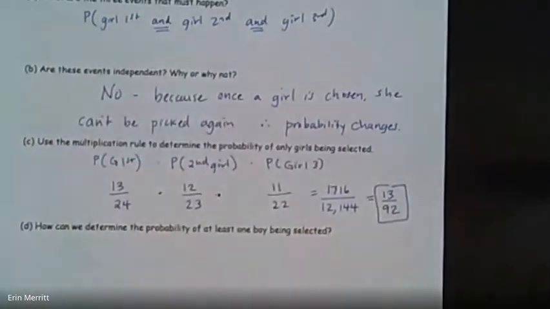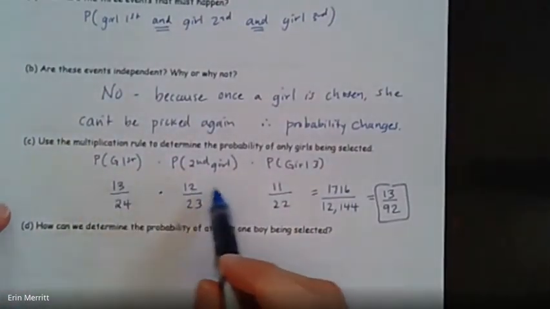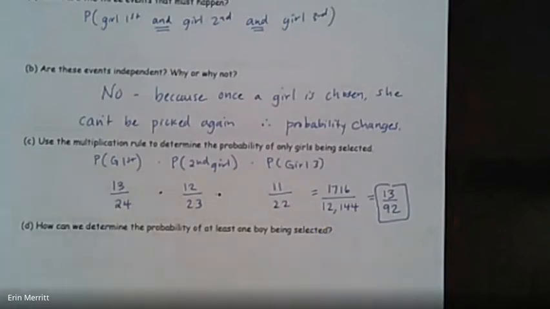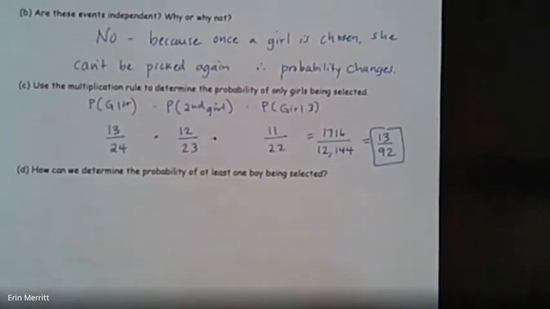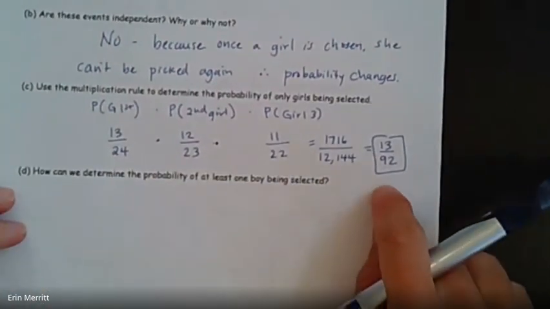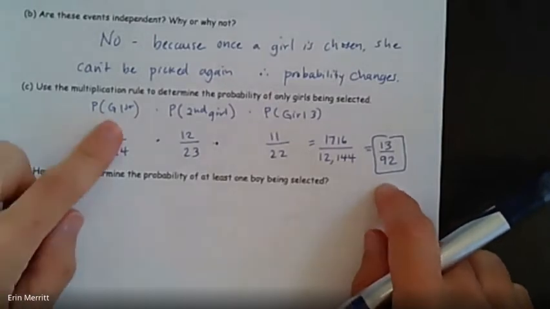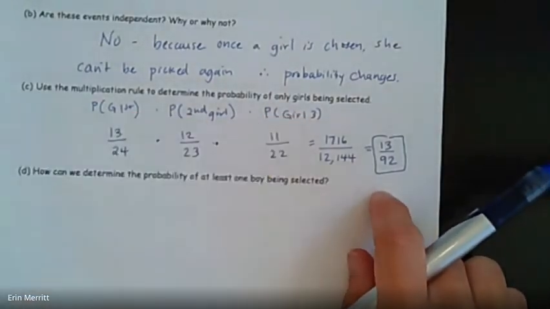So as a quick reminder, don't forget when you're multiplying fractions, you multiply the top together, the bottom together. You can do it all at once on the calculator. You choose, all right? But that's the chance that the first person would be a girl, the second person would be a girl, and the third person would be a girl.